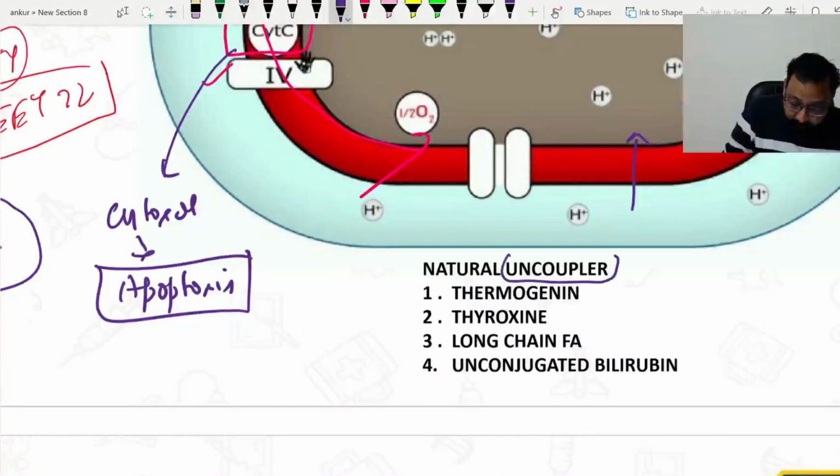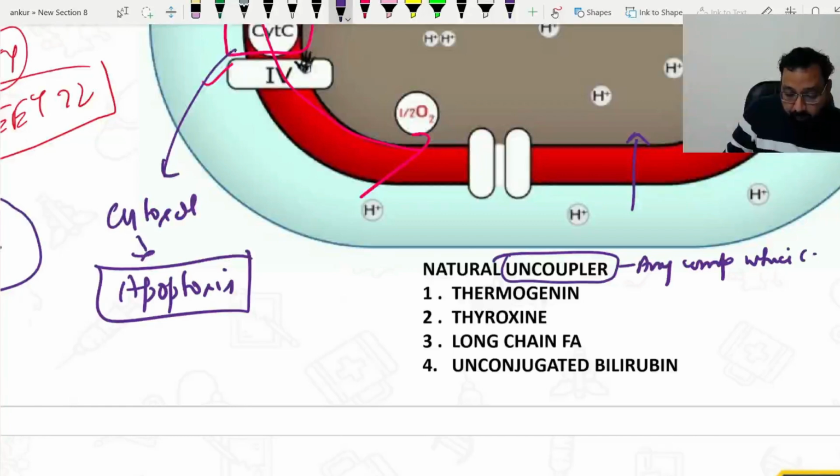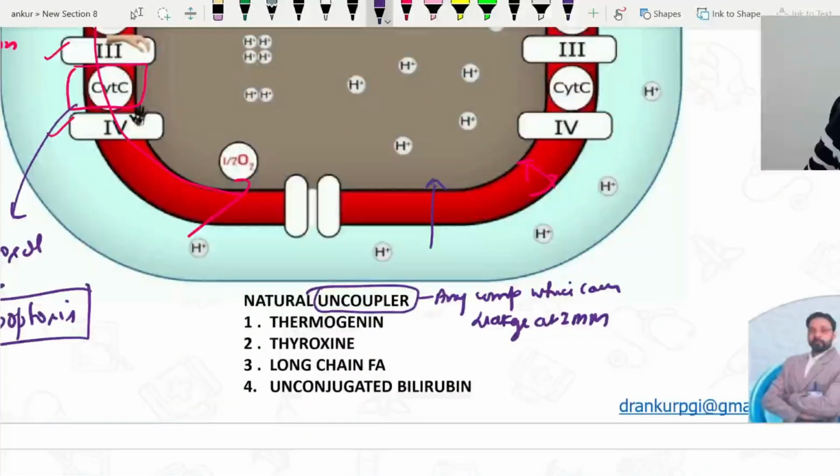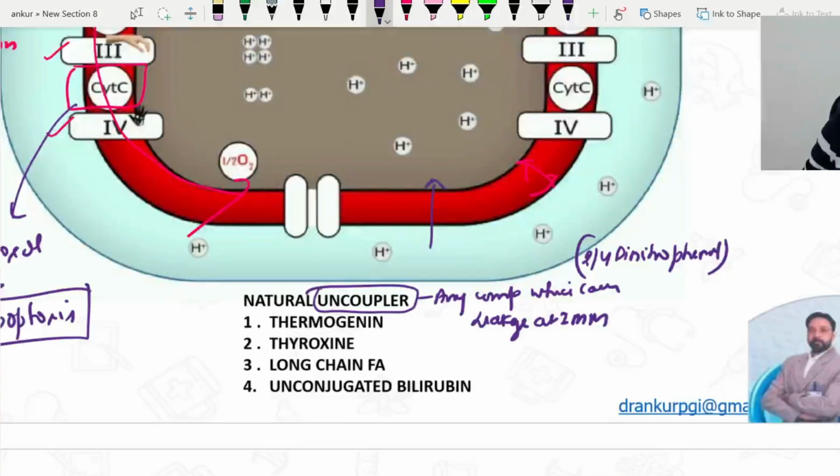Uncoupler means any compound which causes leakage at the inner mitochondrial membrane. Any compound which causes H+ leakage at the inner mitochondrial membrane. The question was asked: 2,4-dinitrophenol. 2,4-dinitrophenol is going to produce holes, phenol produces holes, that is an uncoupler.